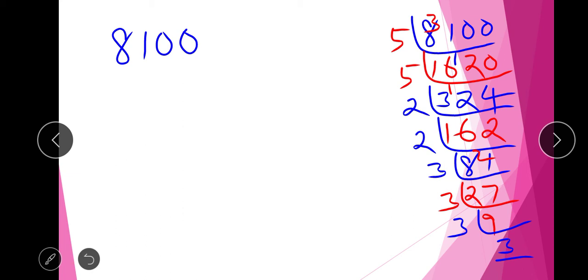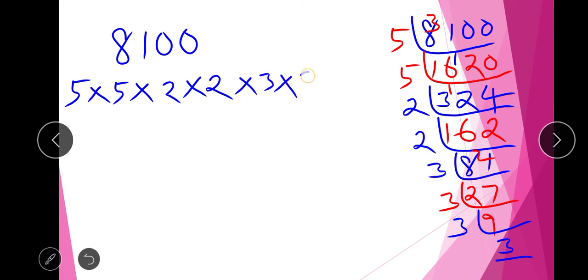So let's stop here. Now let's list out all the prime numbers. Let's pick all the prime numbers from here. 5 into 5 into 2 into 2 into 3 into 3, and one more pair, 3 into 3. All these numbers are the picked-up prime numbers.